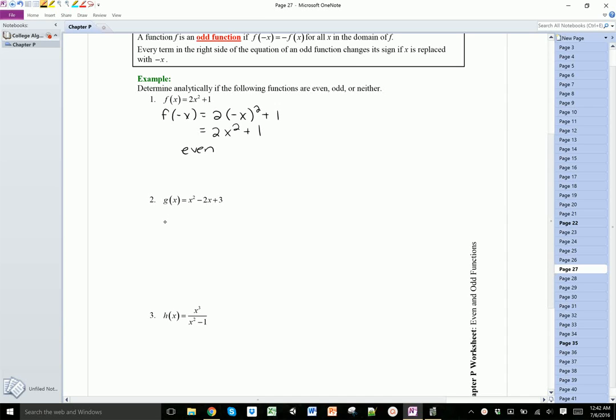Now with this one, I'm going to try putting in a negative x and see what happens. So that becomes just positive x squared. This becomes positive 2x, and that becomes plus 3. So you can see it's not the same thing, so it's definitely not an even function, but every single term is not the opposite of what it would be if we had just inputted an x in here. So if this had been negative, this had been positive, and this had been negative, then this would have been odd. So this one is actually neither odd nor even.